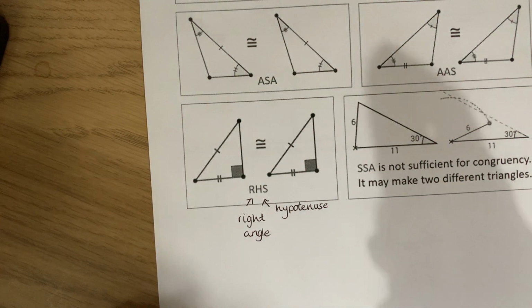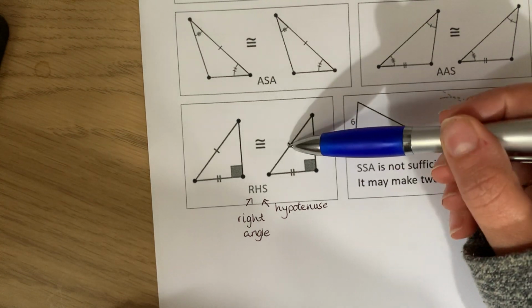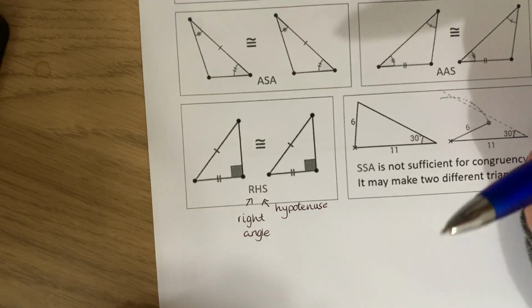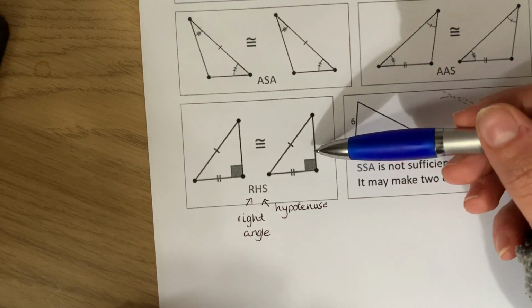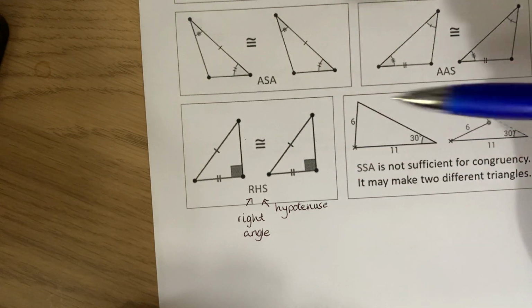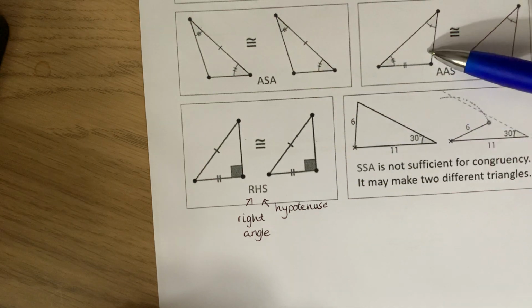And obviously the S is side. So as long as you've got a right angle triangle, you've got a hypotenuse and you've got one of the sides, therefore that would be congruent as well. Obviously Pythagoras would prove that correct, because that side there would also be the same as that one. So we use this one, this one, this one and this one to prove congruency.